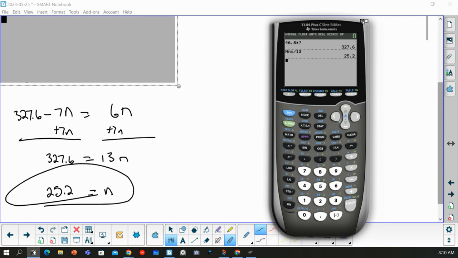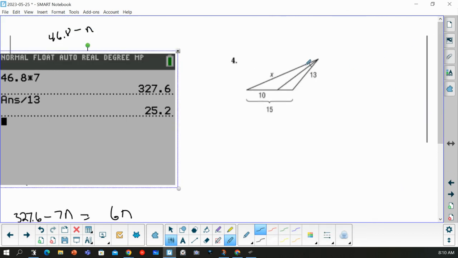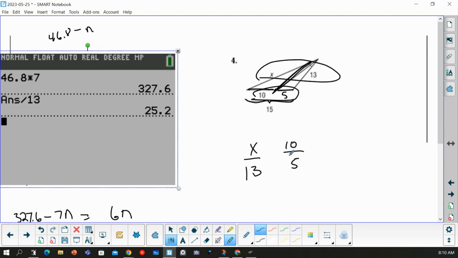I know it was weird. I agree. All right, this one. Here's my angle bisector. This one's a little weird, but not as weird. The x over the 13, the 10 over the, let's see here. The whole thing is 15, so this side would be 5. 10 plus 5 is 15. So x over 13, 10 over 5. All right, so 5 goes into 5 one time, 5 goes into 10 two times. 2 times 13, 26. X times 1, x equals 26.